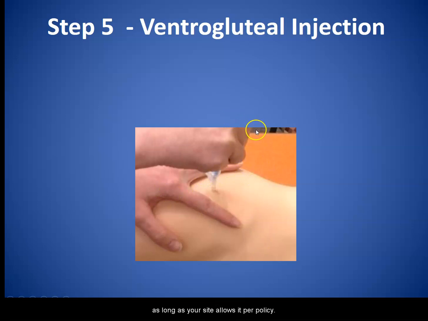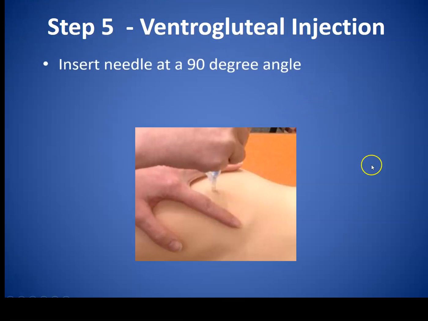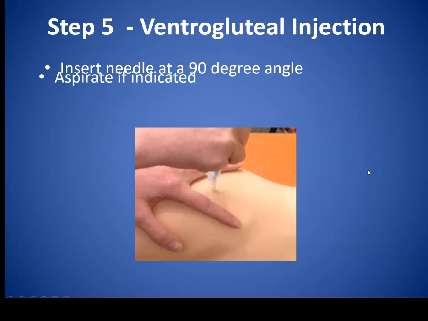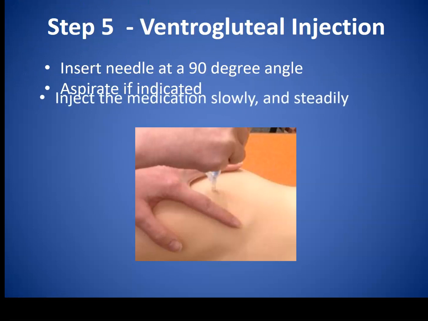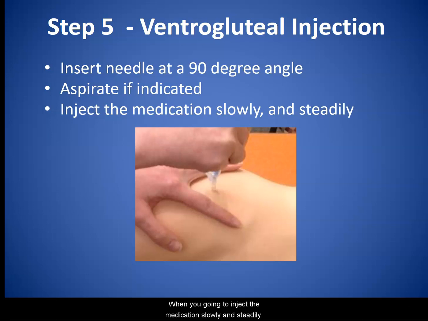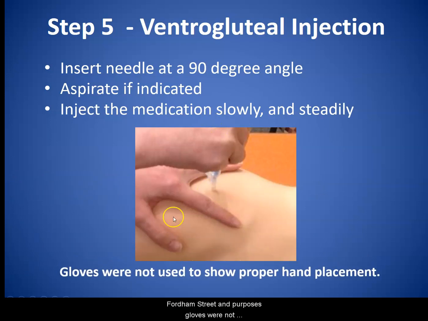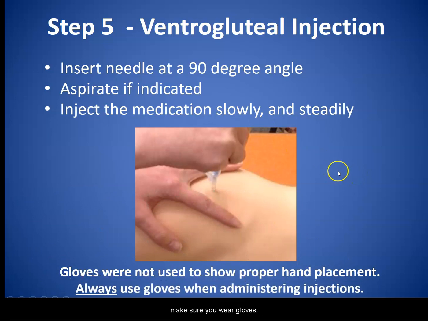So as long as your site allows it per policy, you can often use a fresh alcohol antiseptic wipe and place it on the patient with the corner pointing right towards your injection site after you've landmarked it, and then you can remove your hand. And this, I think, is a much safer way to insert the needle into the patient and make sure you're still going into the correct injection site. You're going to always go in at a 90-degree angle. You're going to aspirate if it's a medication, and you're going to inject the medication slowly and steadily. For demonstration purposes, gloves were not worn in these photographs, but you're always going to make sure you wear gloves when you're administering any injection.